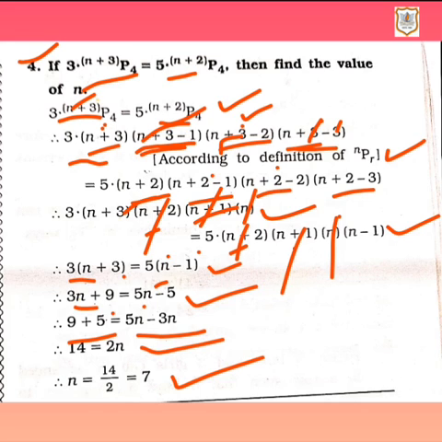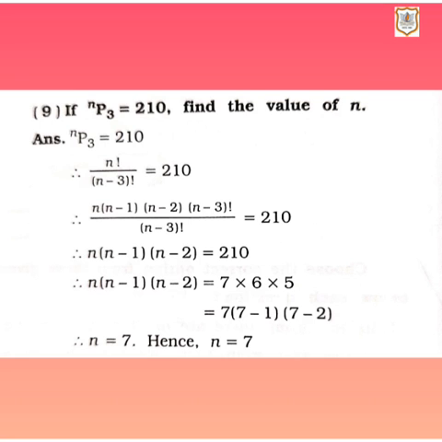Let's solve the other sum. Now we are solving the sum from exercise 6, section B, sum number 9 from your textbook. Let's read it. If nP3 is equal to 210, find the value of n. So nP3 is equal to 210 is given.